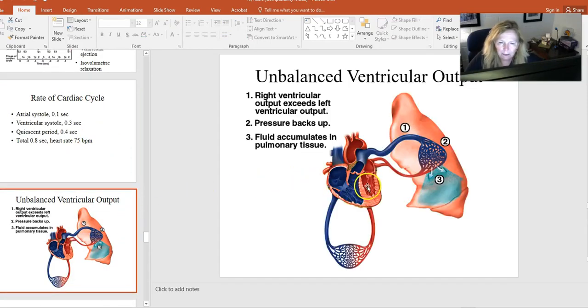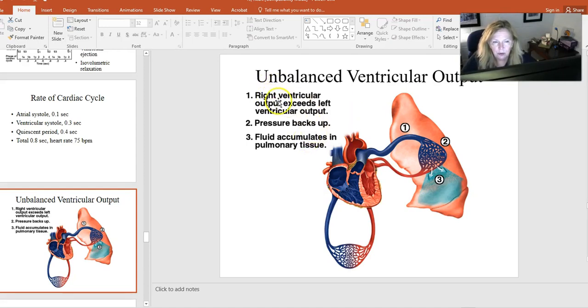Now, what happens in these ventricles? We know the right side is sending blood to the lungs in a closed vascular system by way of the pulmonary arteries, picking up oxygen, dropping off CO2, and coming back by way of the pulmonary veins to the left side. The left side then sends it to the system, right? But what happens when the ventricular output from the right is not balanced with the left? Because it's a closed vascular system, something's going to have to give, right?